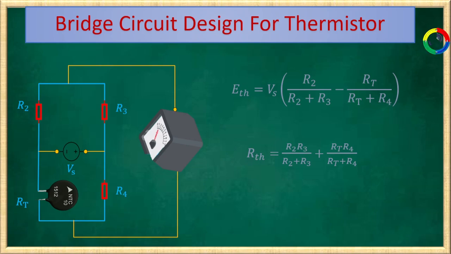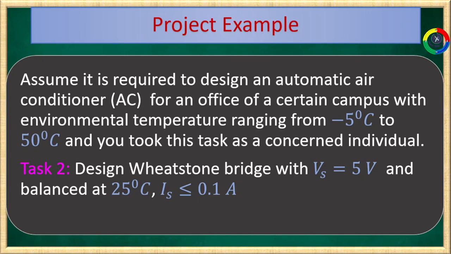Now this is our sensor's Wheatstone bridge. Our Wheatstone bridge design task requires us to find the values of Vs, R2, R3, and R4. The current passing through the sensor RT, IRT, equals Vs/(RT + R4). Those three equations govern our Wheatstone bridge design procedure. Our task now is therefore to design a Wheatstone bridge with a voltage source given as 5 volt, balanced at 25 degrees centigrade, and the maximum current passing through the sensor is 0.1 ampere.